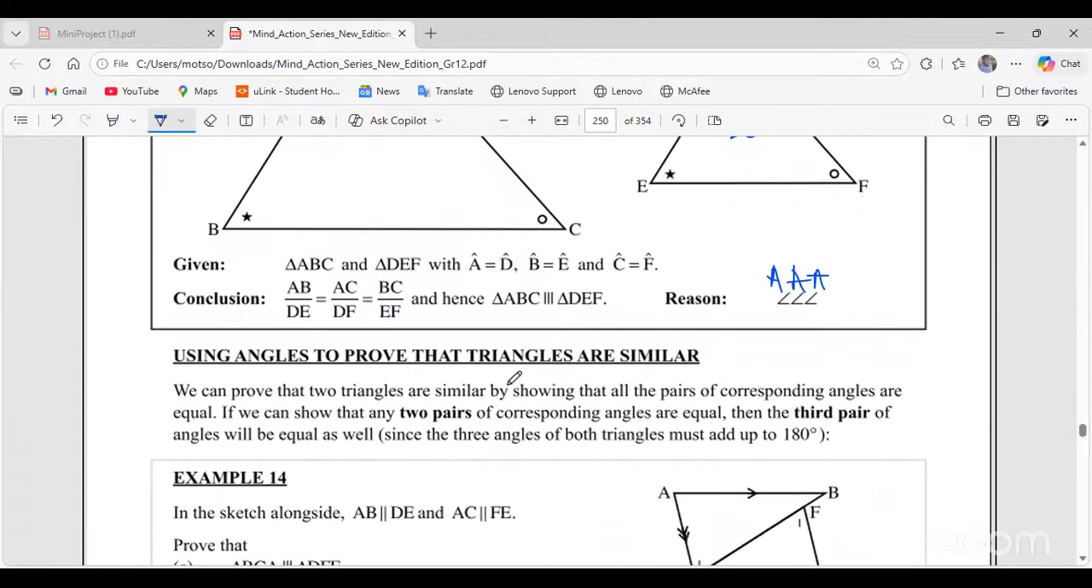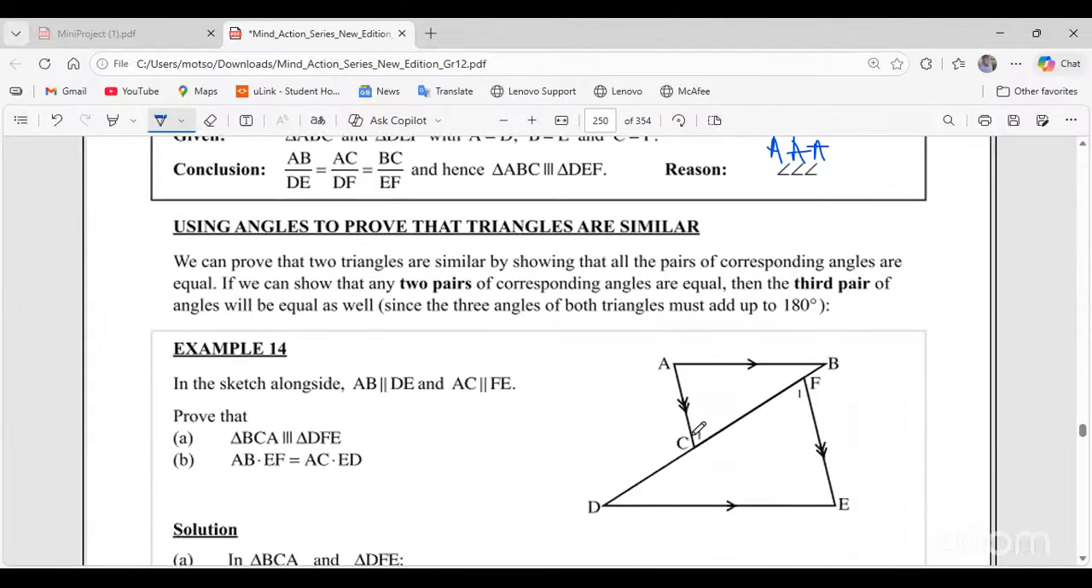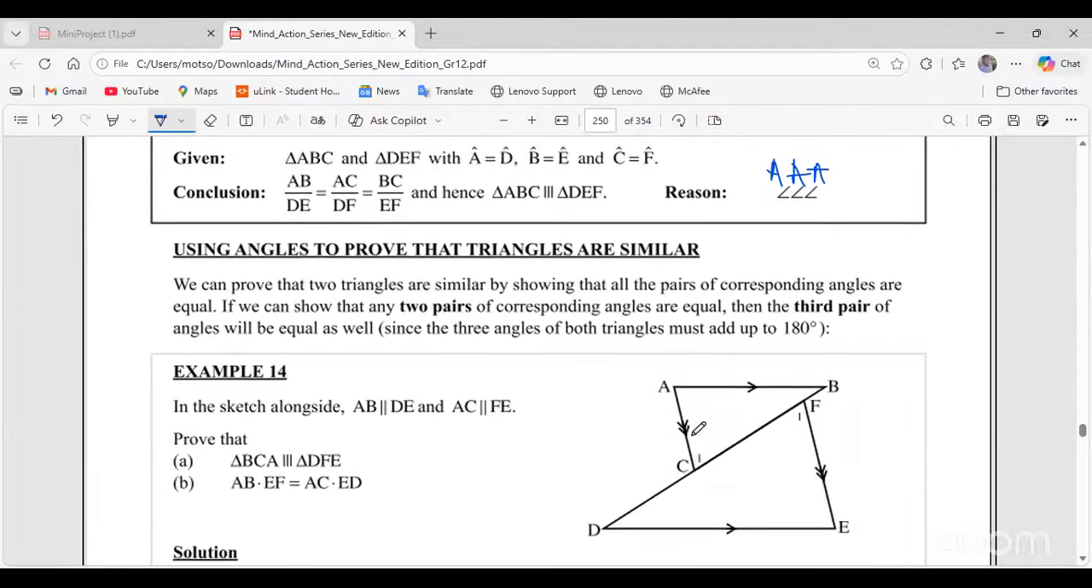Using angles to prove that triangles are similar. We can prove that two triangles are similar by showing that all pairs of corresponding angles are equal in the triangles. If we can show that any two pairs of corresponding angles are equal, then automatically the third pair of angles of those triangles will be equal, since the three angles of both triangles must add up to 180 degrees. Fine. Now let's have a look at example 14 here.